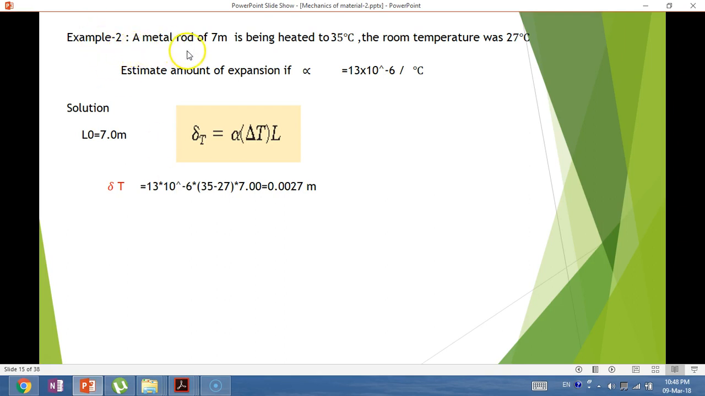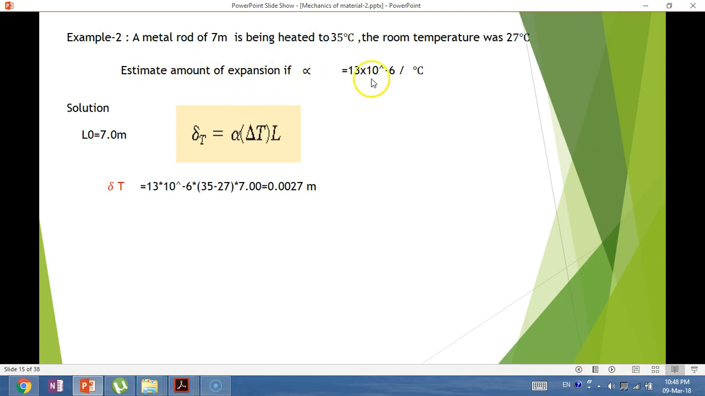There is an example: a metal rod of 7 meters is being heated to 35 degrees. The room temperature was 27. It means that my original temperature was 27 and it becomes 35, so an increase has occurred. The requirement is the amount of the expansion.